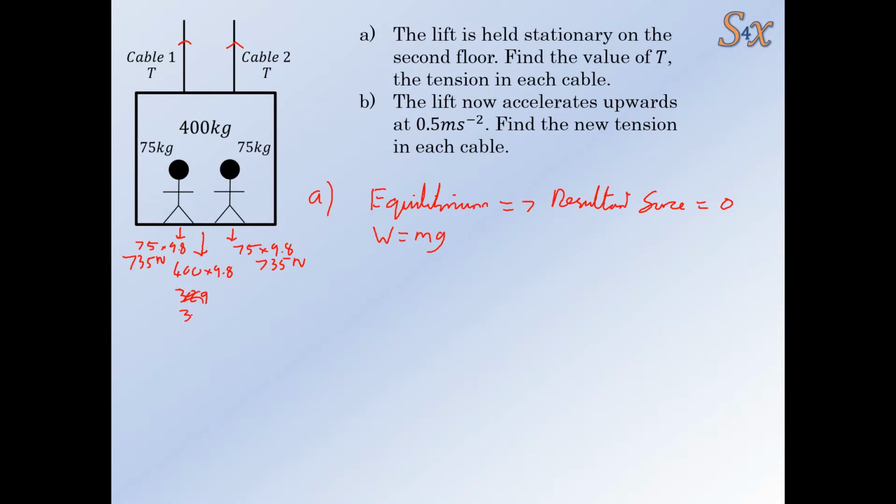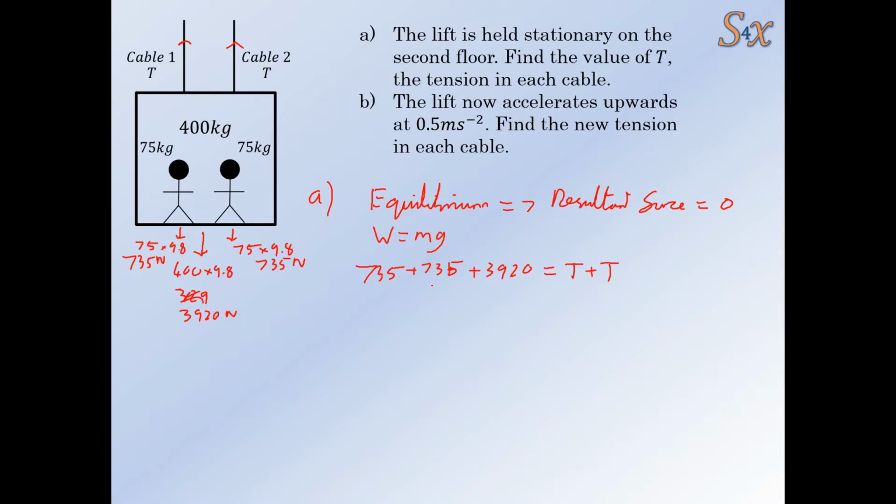3,920 newtons. So I know that if I do 735 plus 735 plus 3,920, that's the total force downwards. If the resultant force is 0, it must equal the force upwards, which is the tension in cable 1 plus the tension in cable 2. So I've got an equation there which I can solve for T.